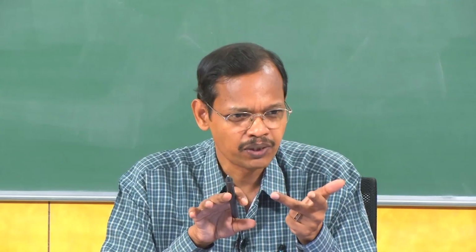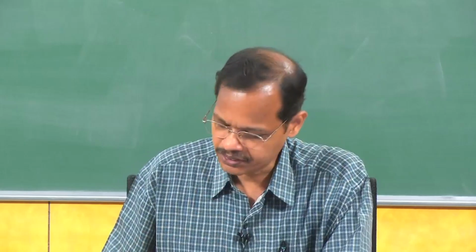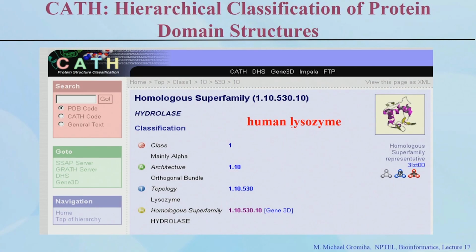So, this word they call CATH: C for class, A for architecture, T for topology, and H for homologous superfamilies. Okay, this is the CATH database. You can see here the same human lysozyme. Its class is mainly alpha here, and for the architecture they put the number 1.10, orthogonal bundle, and the superfamily belongs to hydrolase.